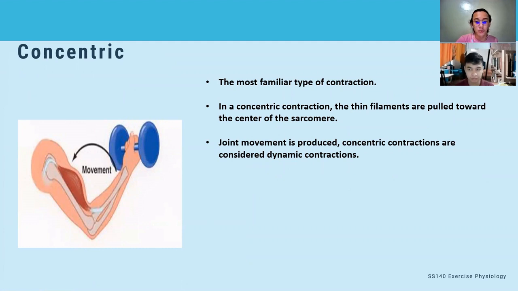Next is concentric contraction. A concentric contraction is a type of muscle contraction in which the muscle shortens while generating force, overcoming resistance. For example, when lifting a heavy weight, a concentric contraction of the bicep would cause the arm to bend at the elbow, lifting the weight towards the shoulder. Cross bridge cycling occurs, shortening of sarcomere, muscle fiber, and muscle.